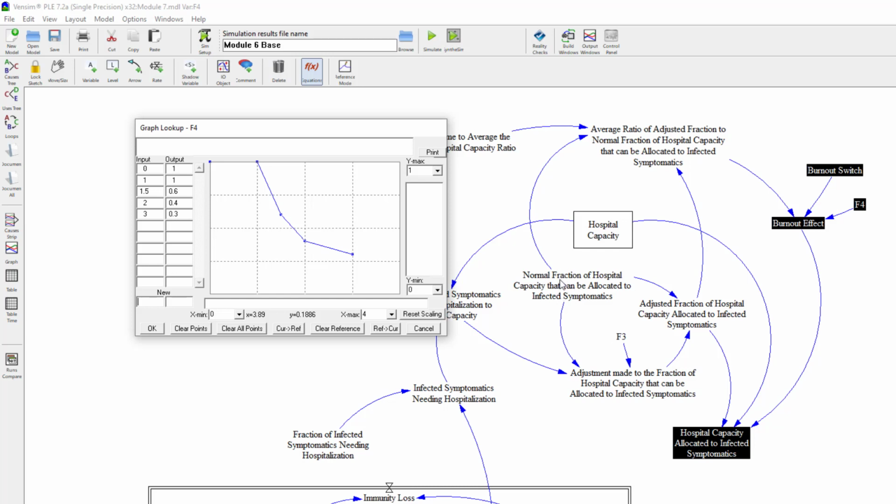Having said that, as I mentioned before, the policymaker can actually decide to allocate a lot more for the infected symptomatics than 25% over the normal rate. Okay, so in that case, this average ratio can actually go way higher than 1.25, and that's why we are going with these higher numbers as the input. So when it's 4 times, we only get to have 25% of the hospital capacity. Okay, so that's what the table function looks like.